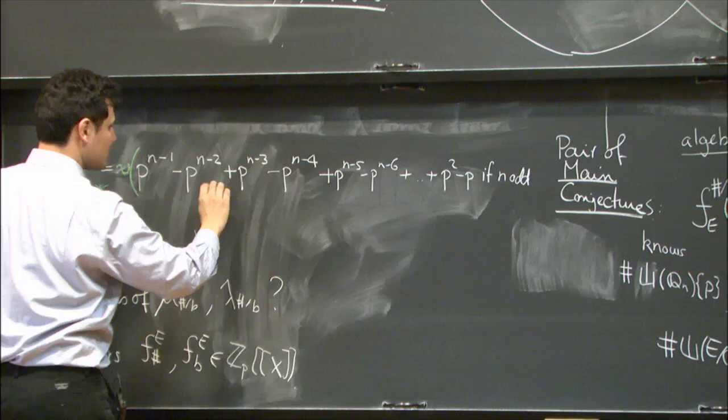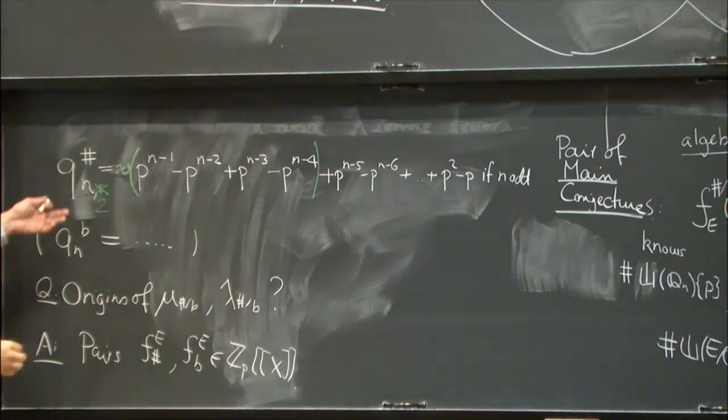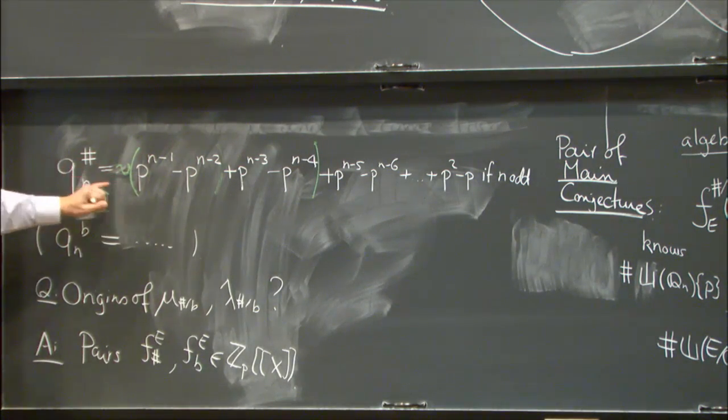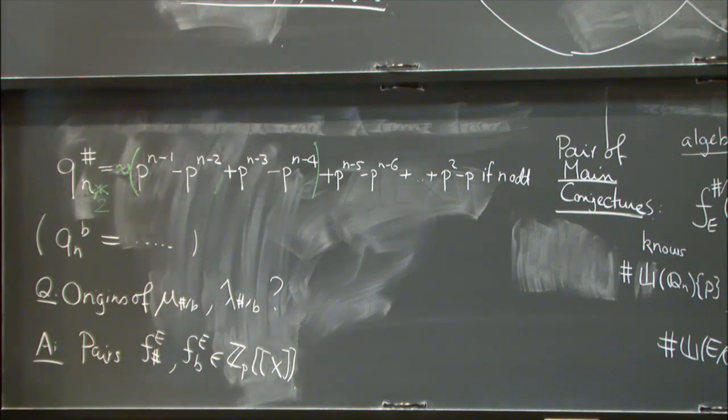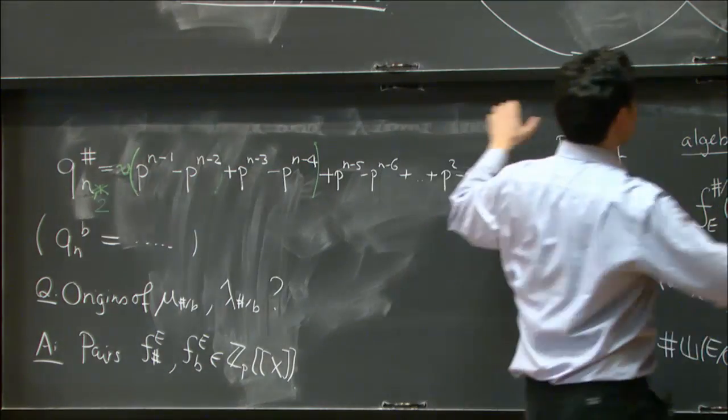And something like this. So the number v starts eating away at the alternating p power sum. My question is, where does this phenomenon come from? This is completely weird. Why should this be happening?